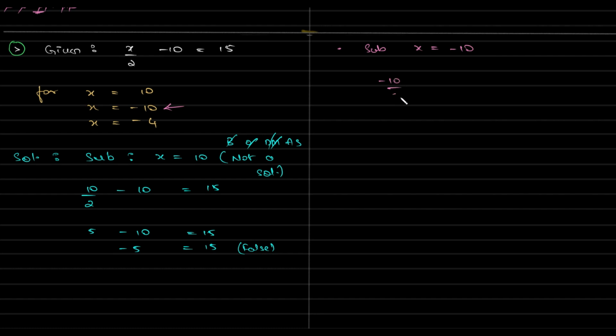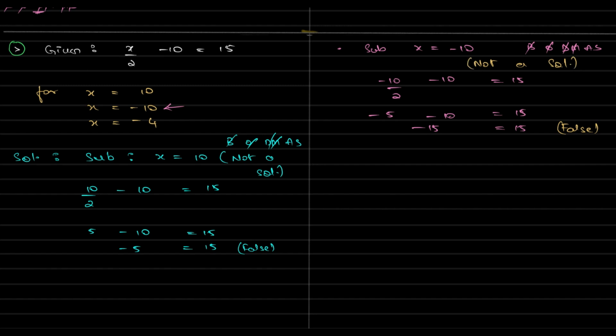So negative 10 by 2 minus 10 is equal to 15, as per BODMAS. There's no bracket, no operation, but there is division. Negative divided by positive is negative. 10 divided by 2 is 5. Negative 5 minus 10 is nothing but addition, right? Because both are negative sign, so we'll add them. So clearly this is a false statement, is it not? Because negative 15 is not equal to 15, and this is not a solution.